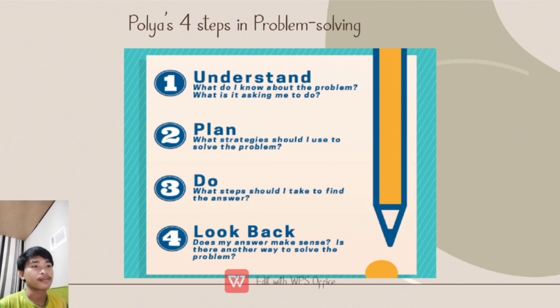Number 3, do. What step you should take to find the answer. Number 4 is look back. So dito is kumbaga parang checking na lang siya para masatisfied mo yung sarili mo sa answer mo, or kung may iniisip pa pang ibang way kung paano ka mag-answer or kung paano pa isolve yung problem. So my group mates will discuss these 4 steps on how to solve problems.